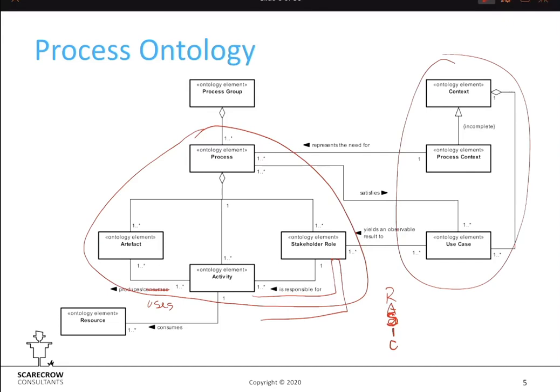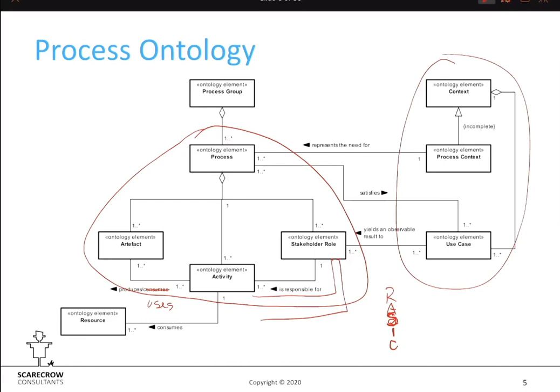So as well as processes having internals, having activities, having artifacts that they produce and that they use, and having responsible stakeholders in their definition, they also have to exist for a reason. We don't just make processes up for the sake of making them up. So over on the right hand side, every process is going to have a context associated with it, containing use cases, requirements, if you like, that define what that process has to do.